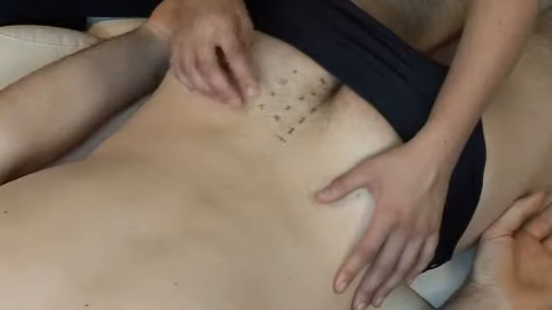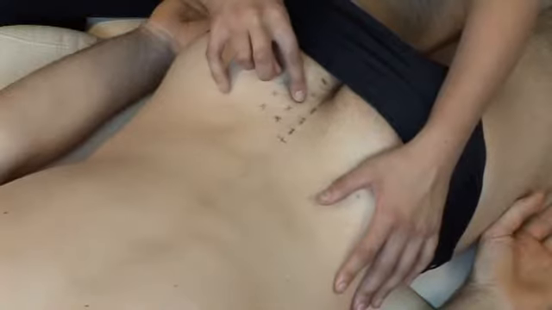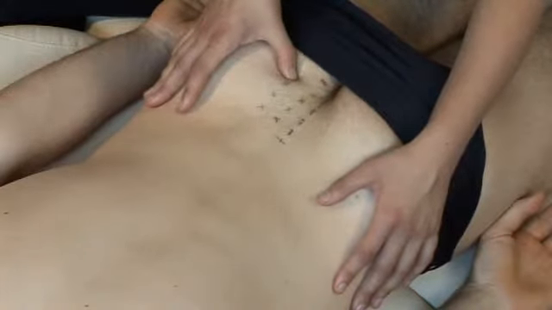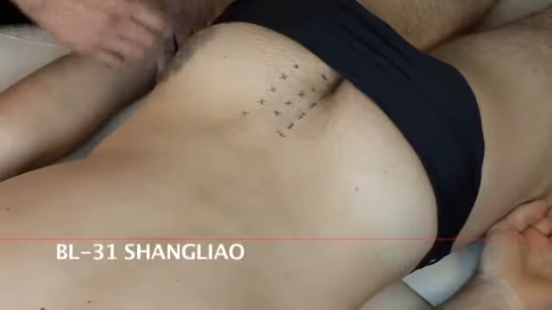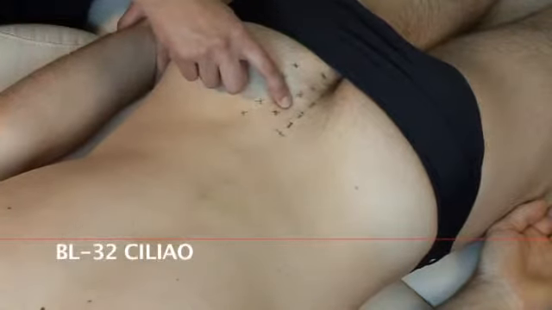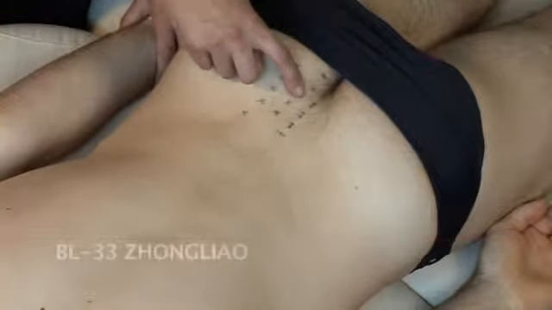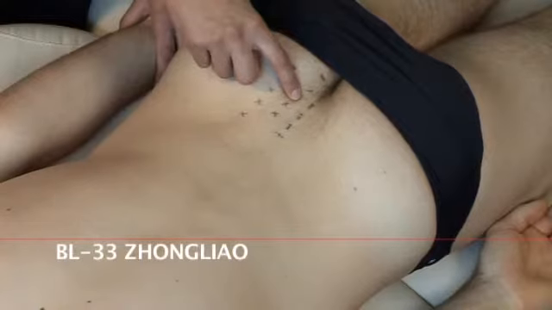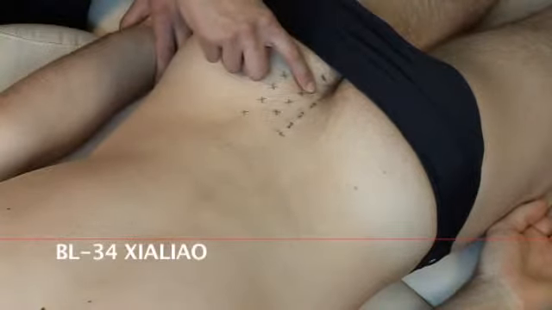Bladder 30 is level with the fourth sacral foramen, 1.5 cm lateral to the posterior midline. Bladder 31 is within the first sacral foramen. Bladder 32 is within the second sacral foramen. Bladder 33 is within the third sacral foramen, and bladder 34 within the fourth sacral foramen.